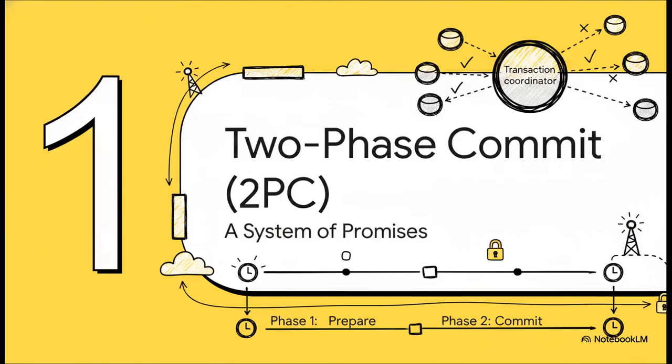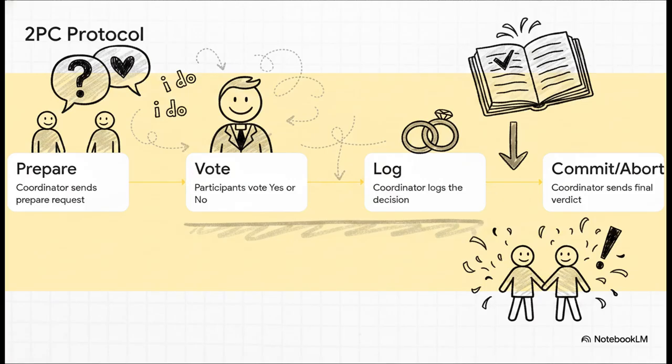Let's look at two-phase commit, or 2PC, a strict system of promises. Historically, engineers brought in a transaction coordinator to manage this. The protocol splits everything into two phases. Phase 1 is basically a voting round before Phase 2 actually enforces the outcome. It's kind of like a minister officiating a wedding. The coordinator asks each database individually, "Are you prepared to commit?" and waits for an "I do" from every single one. If everyone says yes, the coordinator logs that decision and broadcasts the final command to make it official.